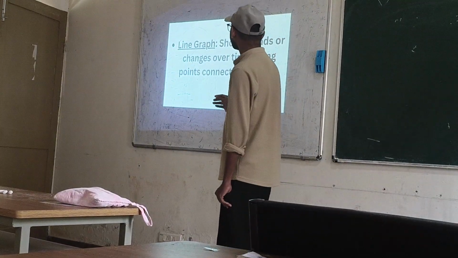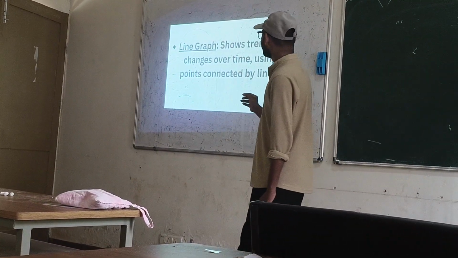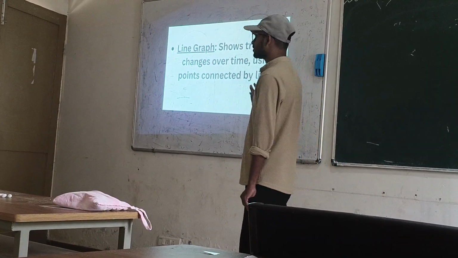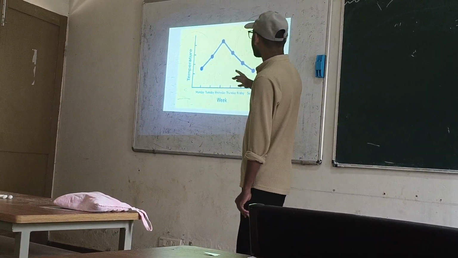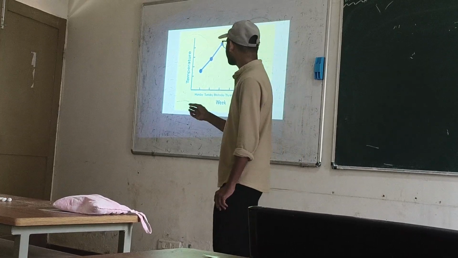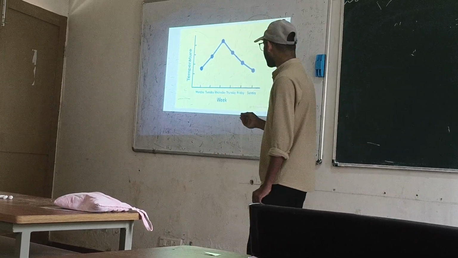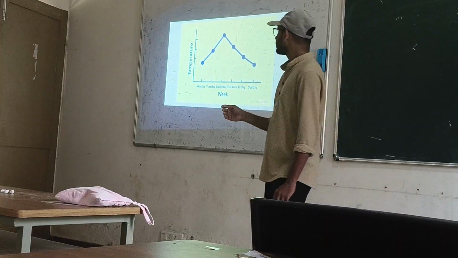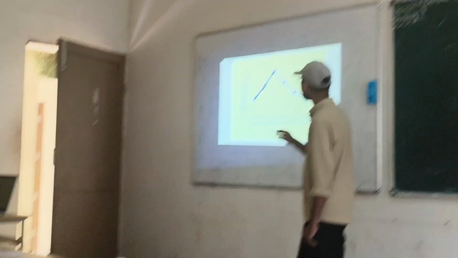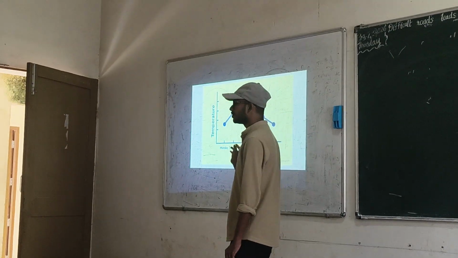There is another graph called a line graph, which shows trends or changes over time using points connected by lines. Here you can see the points connected by a line. For example, in a week, Monday, Tuesday, Wednesday, Thursday, Friday, Saturday, the temperature can be shown for the whole week with the example of this line graph.